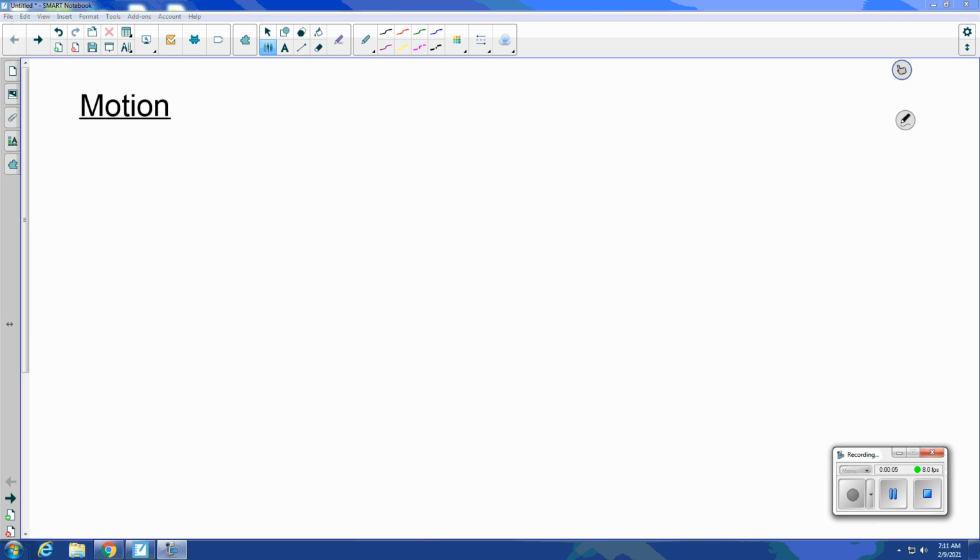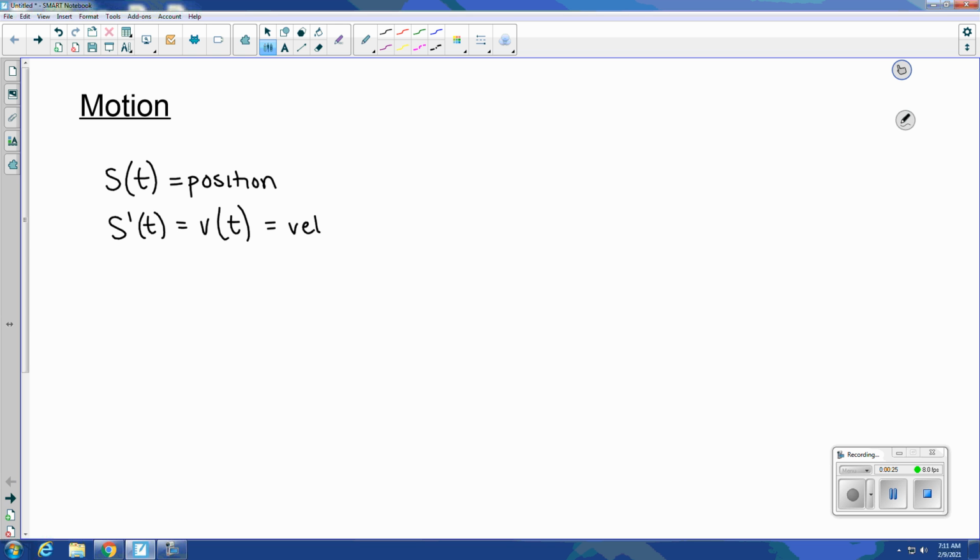Motion with integrals. Let's say we have a position function, s of t. We know the derivative of position will get us our velocity function. The rate of change of your position represents your velocity. And the rate of change of velocity we know is acceleration. Because acceleration is the first derivative of velocity, it must be the second derivative of position.